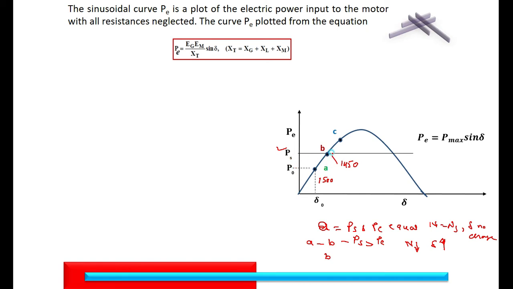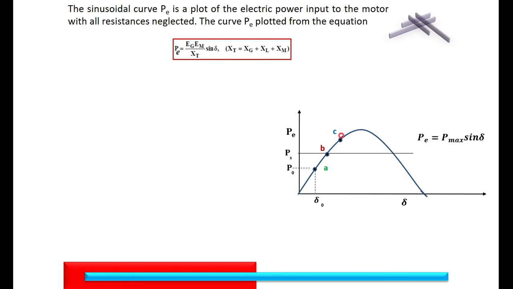Now what happens here, because of the inertia, delta goes on increasing beyond B. From B to C, PE is greater than PS, therefore there is an acceleration, and from B onwards the speed goes on increasing. Ultimately when it reaches point C, the speed becomes 1500 rpm, because it slowly decreased to 1450 at B, and from here onwards it goes on increasing. At that instant of time, delta stops changing. Therefore, this is one cycle.